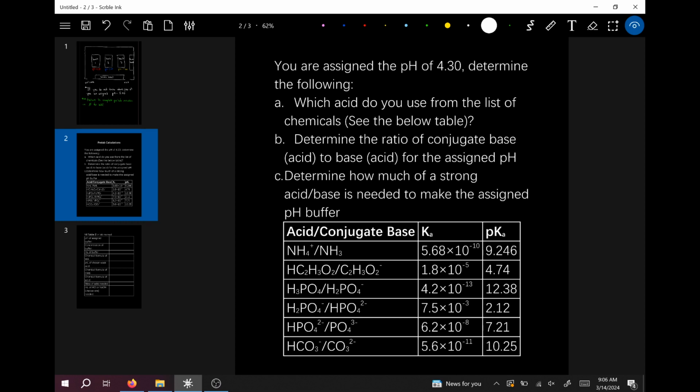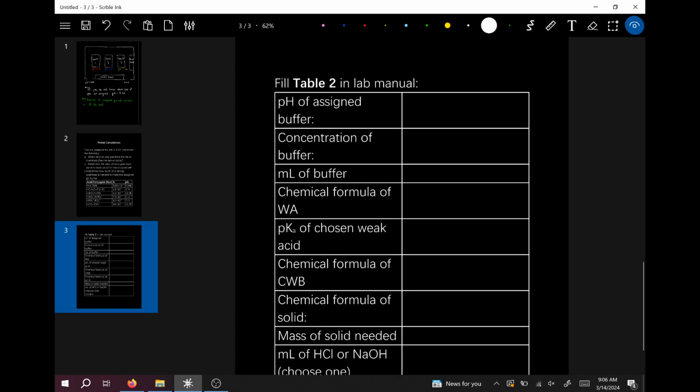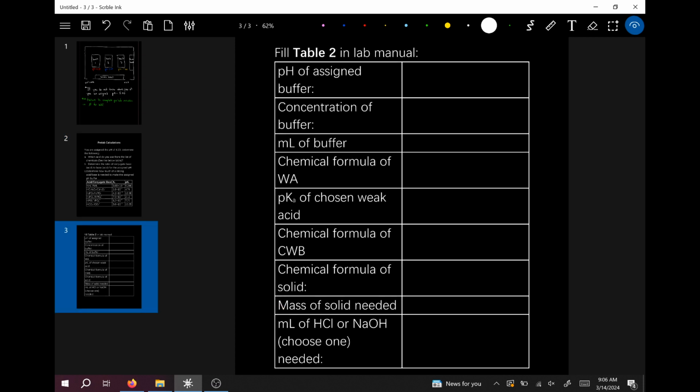If you were assigned, let's say, ammonia, and the pH is too high, say the pH was 11 and my assigned pH is 9.6, then I have to add HCl to the solution to drop the pH down to my assigned value. Once you've answered those three questions, you will have all the information required to fill this table out. So let's get started here.